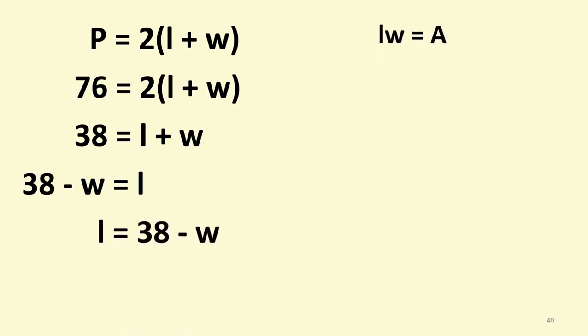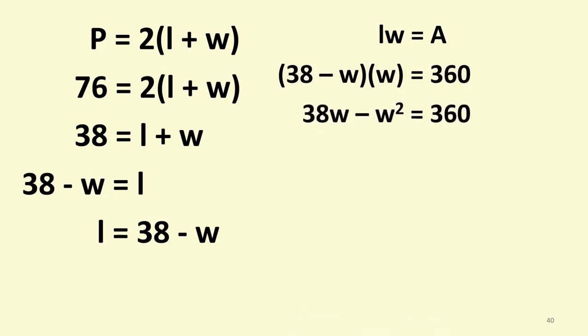The area, we have LW equals area, or area equals the length times width. The length is 38 minus W, the width is W, and the area is 360. Now 38w minus w squared equals 360. You transfer 38w and negative w squared to your right side. It becomes 0 equals w squared minus 38w plus 360.